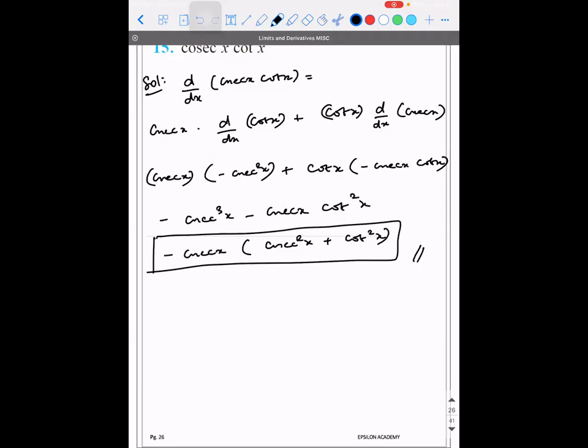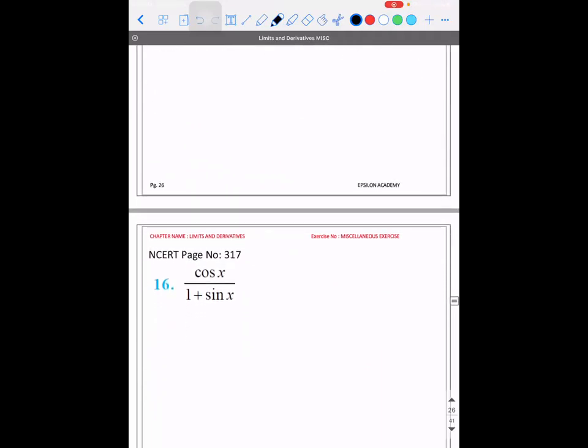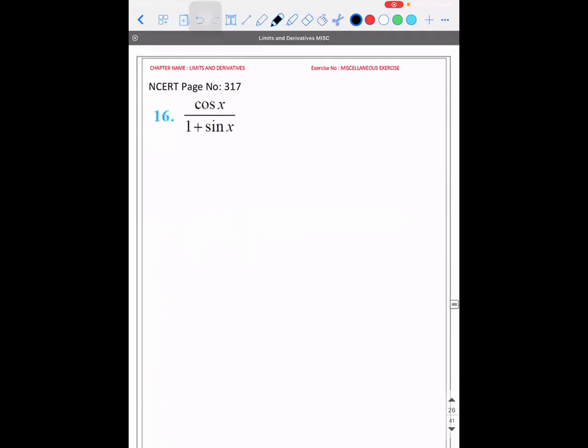Check the answer. So given is minus cosec cube x minus cosec x cot square x. Same, sir. Same only, no? They stopped with this step. Yes, sir. Okay. Next.